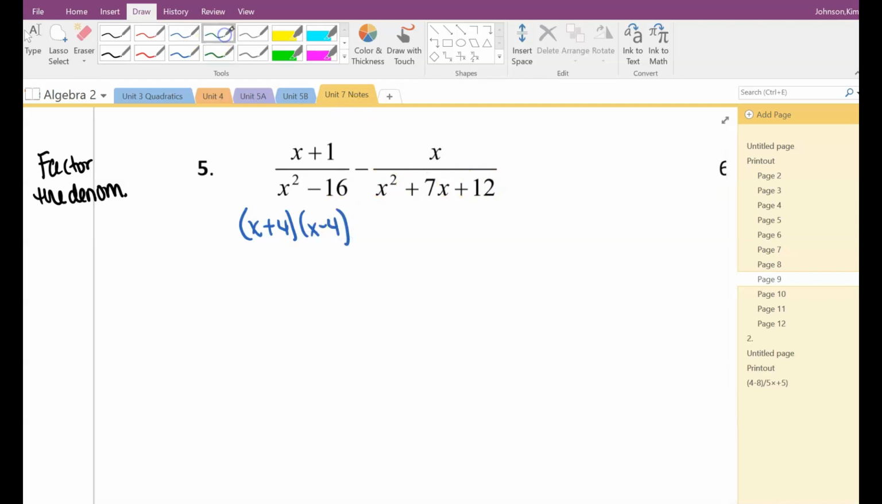We're going to factor x squared plus 7x plus 12. That's a lead coefficient of 1 problem. So I'm looking for numbers that multiply to 12 and add to 7. That's 4 and 3. So I'll do x plus 4 times x plus 3. And so now I can go ahead and make my common denominator.